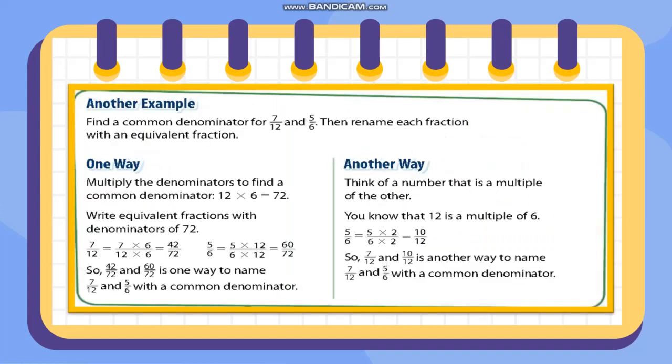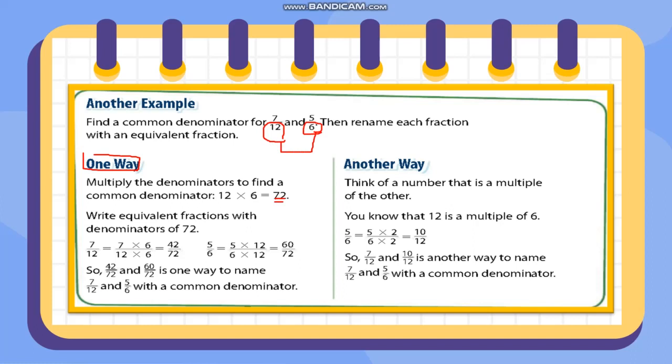Now, another example. Find a common denominator of 7/12 and 5/6. Rename each fraction with an equivalent fraction. The first way to find the common denominator is to multiply both denominators. The denominators that we have here are 12 and 6. So 12 multiplied by 6 is equivalent to 72, and we use this as their common denominator.